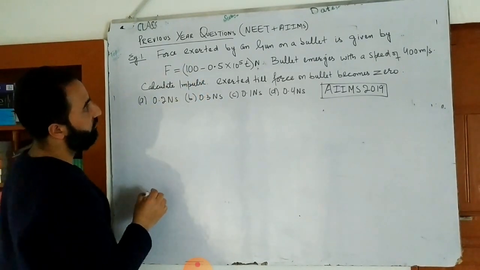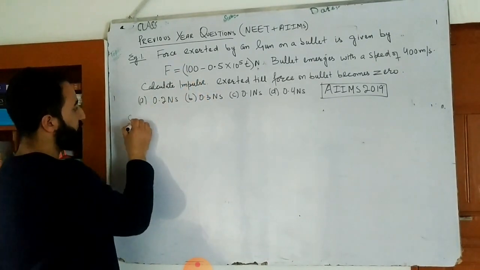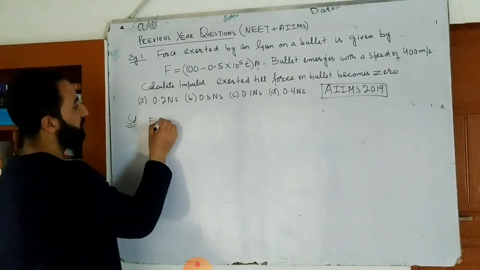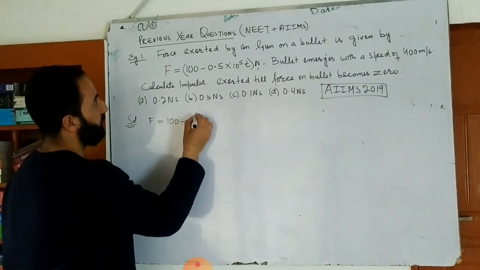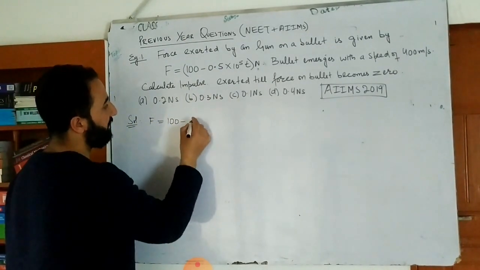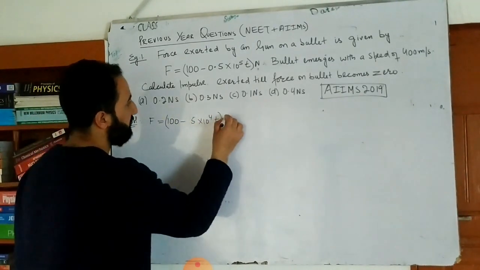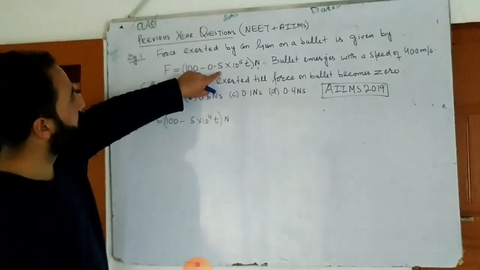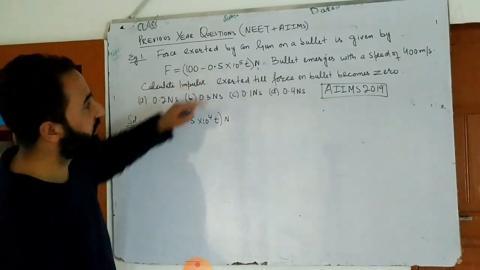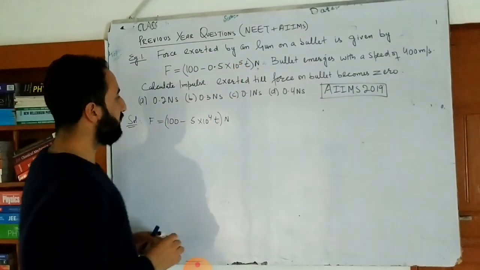So first of all, what we'll write down is this force. So force is given to me. So the solution is like this. Force is given to me, that is equal to 100 minus 0.5 into 10 raised to the power 5 t, or I can write like this. It is equal to 100 minus 5 into 10 raised to the power 4 t Newton, isn't it? Because 0.5 is 5 into 10 raised to the power minus 1, so 10 raised to the power minus 1 and 10 raised to the power 5 will be equal to 10 raised to the power 4.